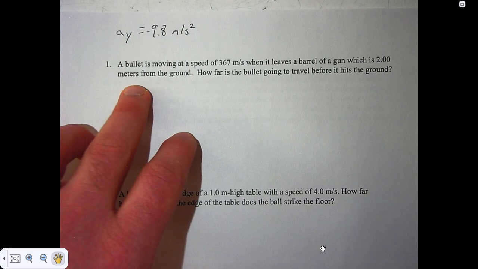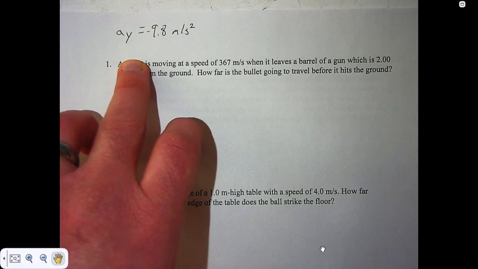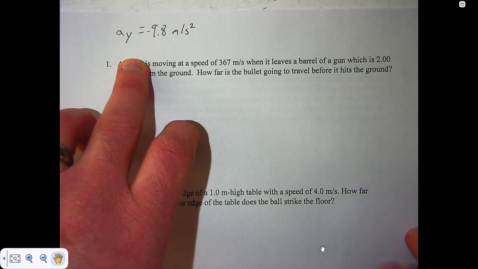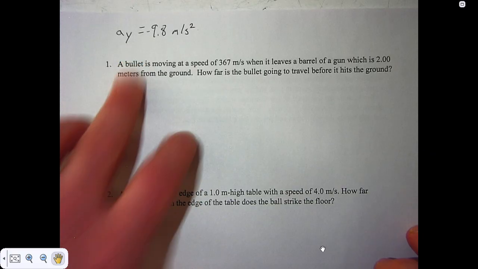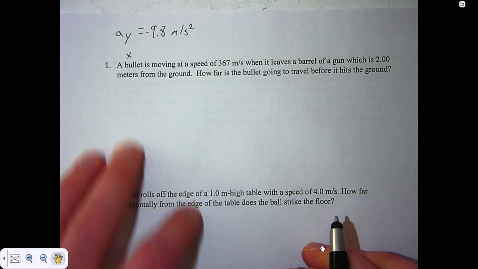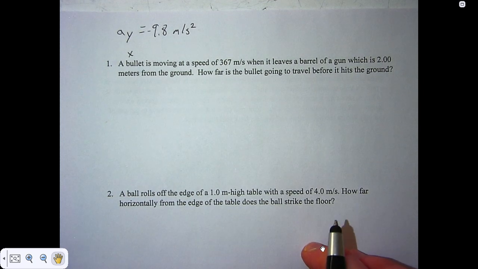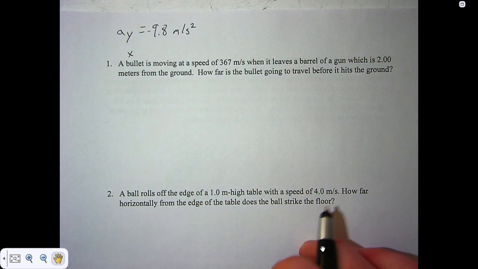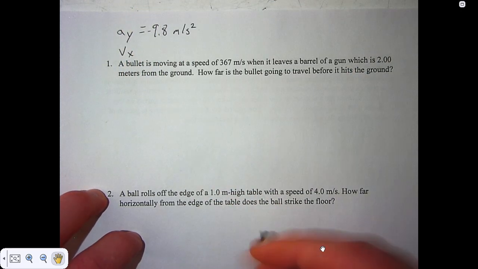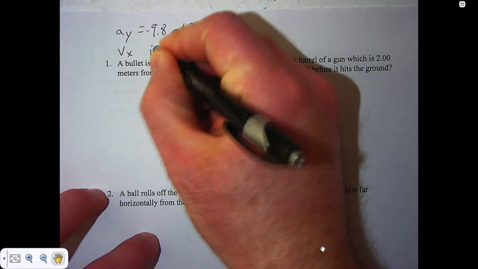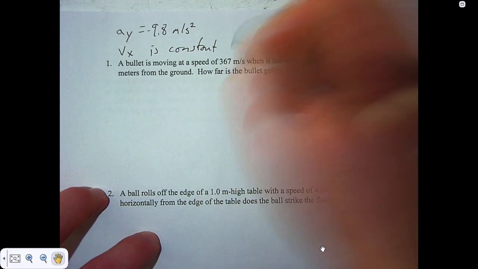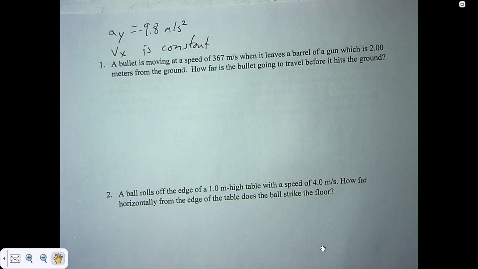All right. Next, what else is constant in these problems? Something in the X, yes. But what is it in the X? Is it the acceleration in the X? Is it a velocity? Is it a distance? It is velocity. Vx is constant. We are going to have no accelerations in the X direction.